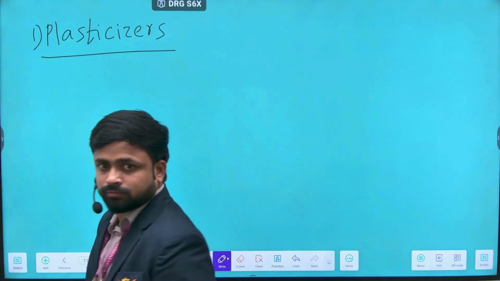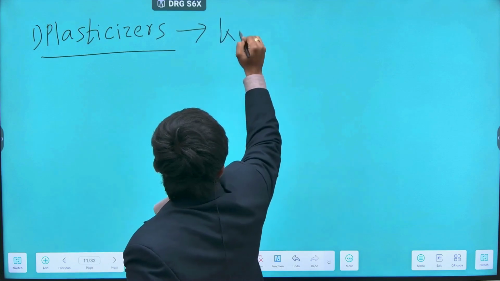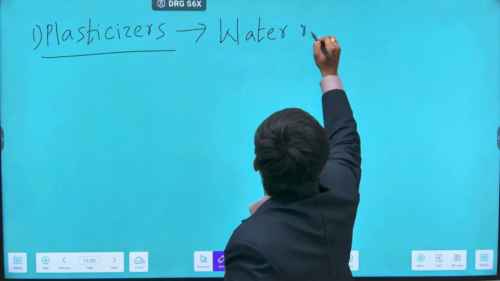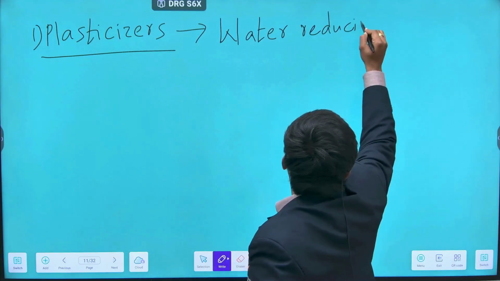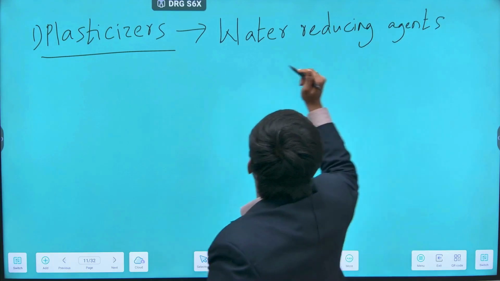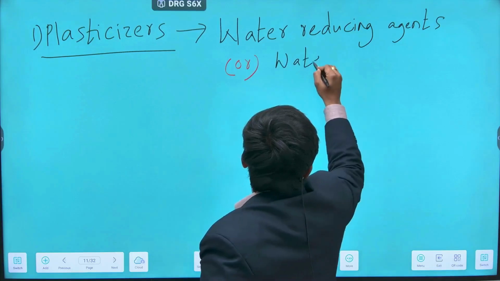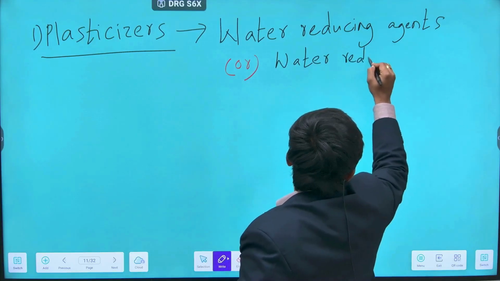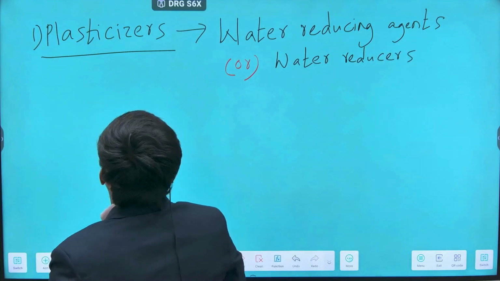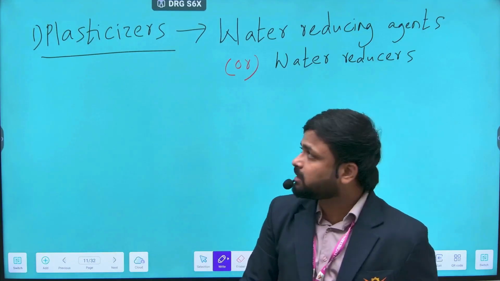Plasticizers. What are plasticizers? These are also called water reducing agents or water reducers. When I am going to add these plasticizers, what is the major requirement? Why do I need to add these plasticizers?